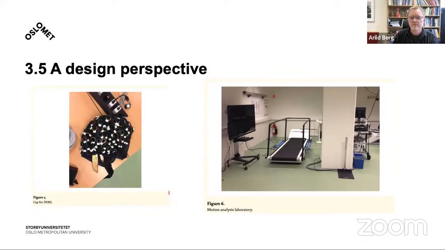Functional near-infrared spectroscopy, fNIRS, was designed as a cap that patients can wear to measure brain activity. Tests were done in a motion analysis laboratory, which you can see in the figure on the right. Technology and user experience were often not connected, and the aim of the project included new educational perspectives and participatory design related to patients' everyday activities.